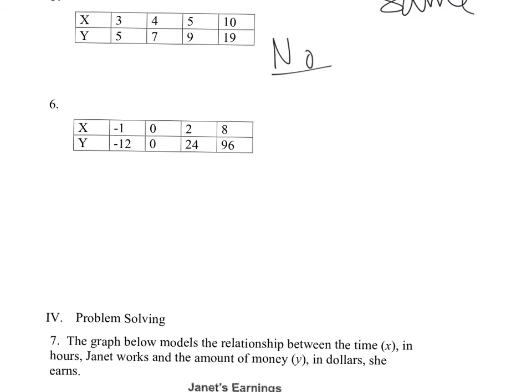Right here in number 6, you can pause the video if you don't want a spoiler alert. But in number 6, you can see right away, 0, 0. They go through the origin. You can also put y over x, and you can see that you have 12 to 1. Each time when I reduce them, it's 12 to 1, 12 to 1, 12 to 1. So yes, number 6 is going to show direct variation. What I do to x directly affects y's value.